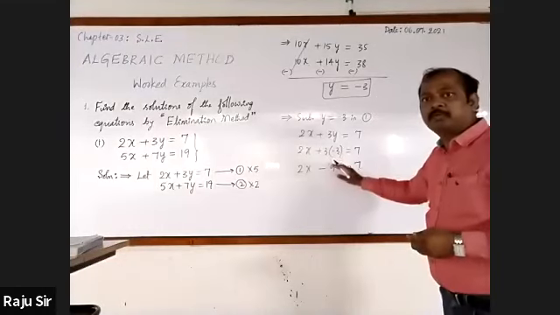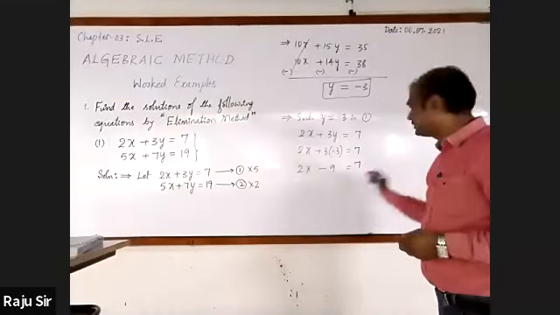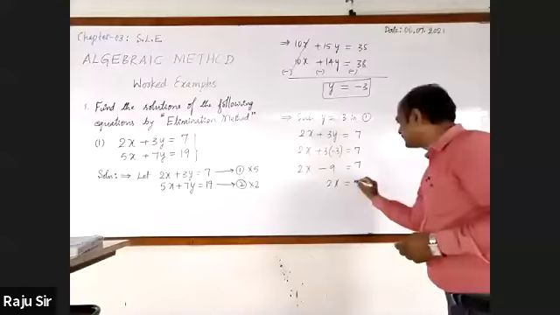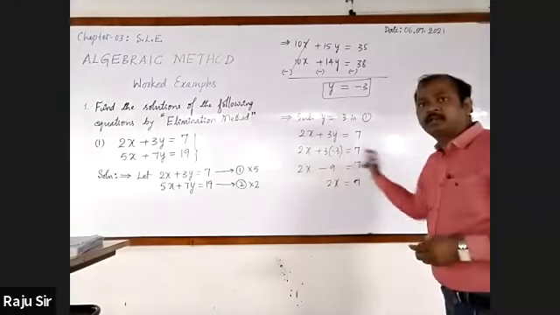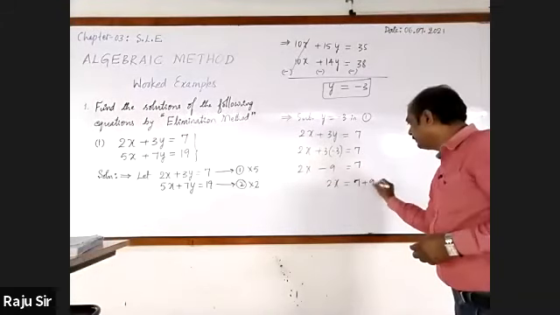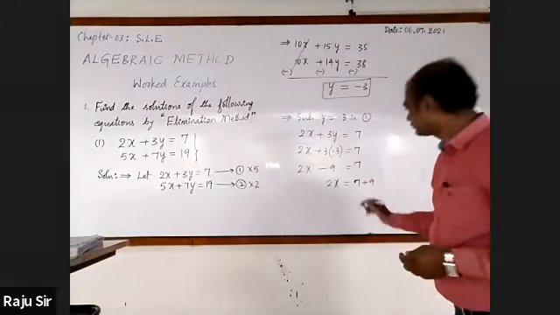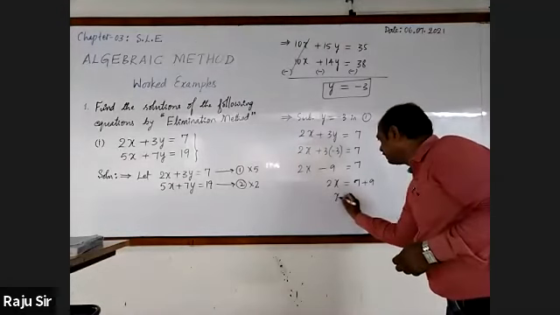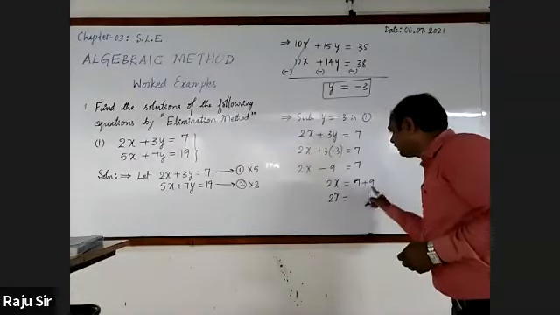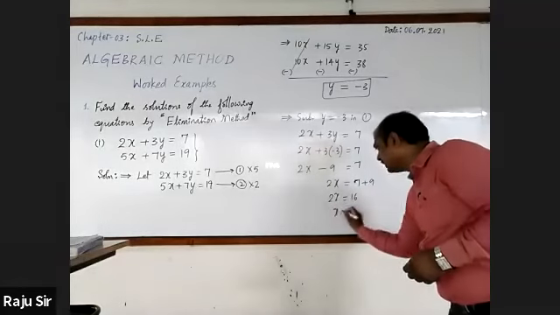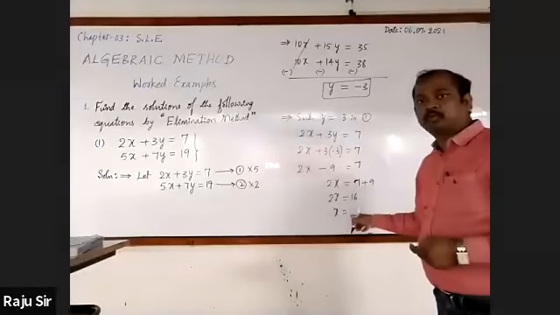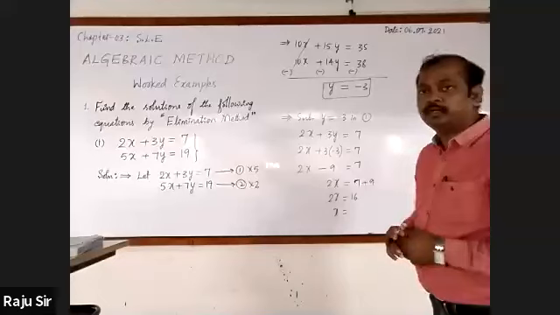Now, you may transfer minus 9 to the right hand side. Write 2x as it is and 7 as it is. Transferring minus 9 to the right hand side, it becomes plus 9. So 2x is equal to 7 plus 9, which is 16. x is equal to 16 by 2, transposing 2 to the denominator, which is 8.